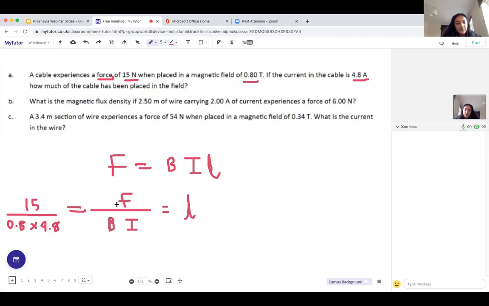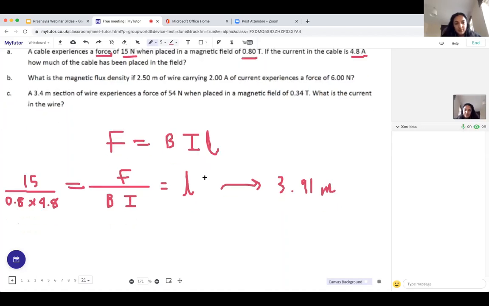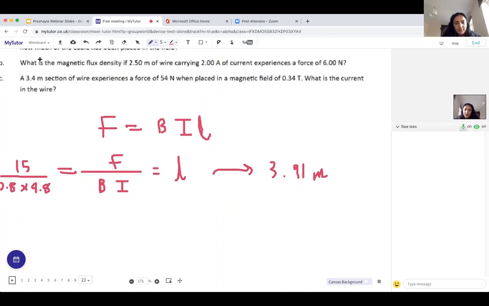So we're doing 15 over 0.8 times 4.8. So we should be getting 3.91. So the length is 3.91 meters. Okay, so that's how much of the cable has been placed in the field. So we'll do another one like that.